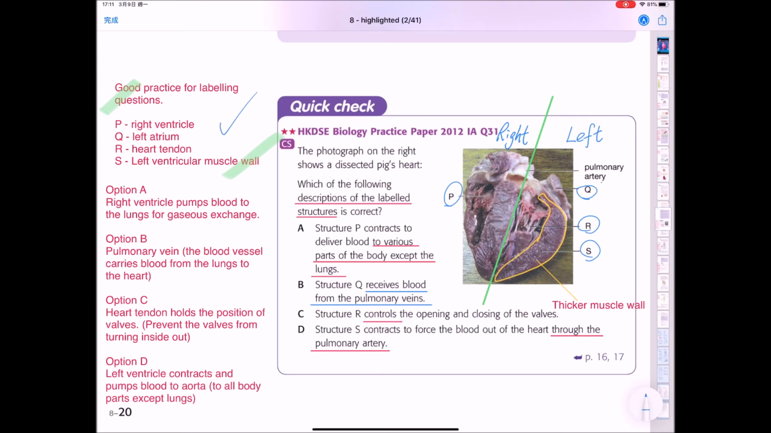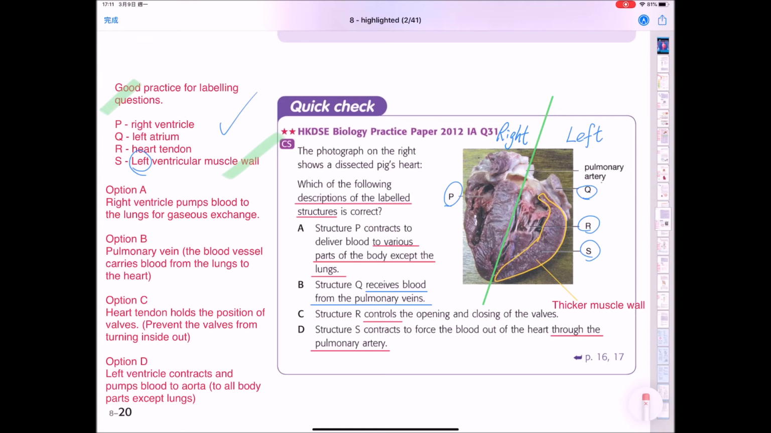So why do I know that it is the left part? Because we can see that the muscle wall here is much thicker than the right hand side of our heart. So that's why we know that it should be the left side of our heart.